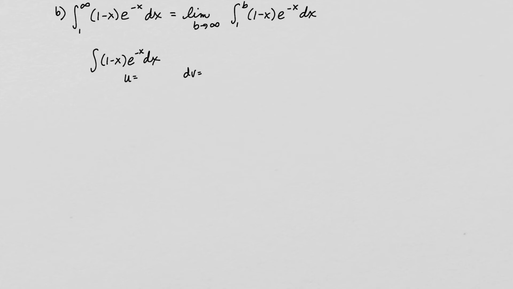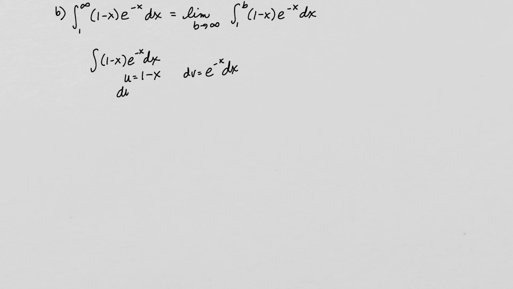Okay, so remember that LIATE, right? We don't have any logarithms, we don't have any inverses. The next thing is algebra. So 1 minus x is an algebraic function, so you want to use 1 minus x as the u, and then the dv is going to be e to the minus x dx.